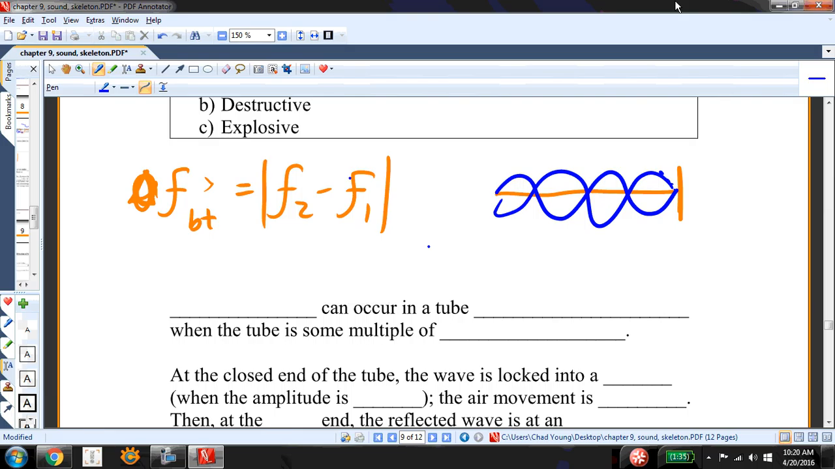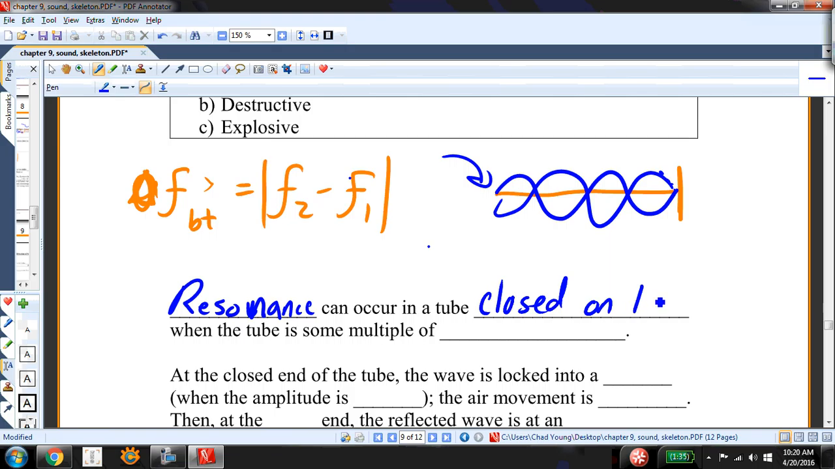Okay, so I can have these resonances. Resonance, when I have these waves that add up with one another, and they'll destructively interfere at some points and they'll constructively interfere at other points. Now resonance can occur in a tube closed on one end when the length of the tube is some multiple of 1/4 wavelengths.